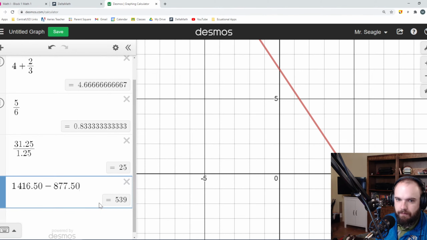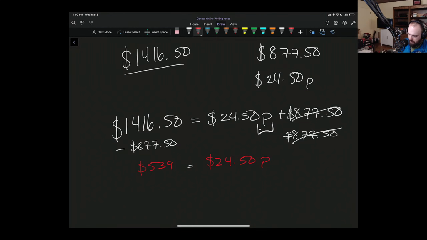So you're going to be left with $539. It'll look like this. So we have 539 equals 2450 times P. Remember, this is multiplication. We get the P by itself. So we're going to divide by 2450. Divide by 2450.